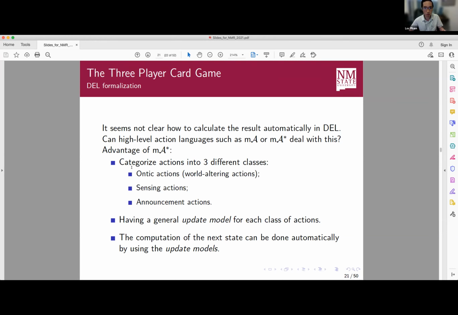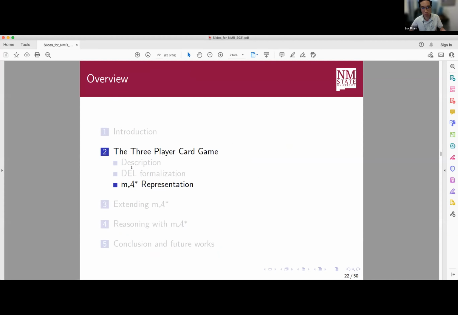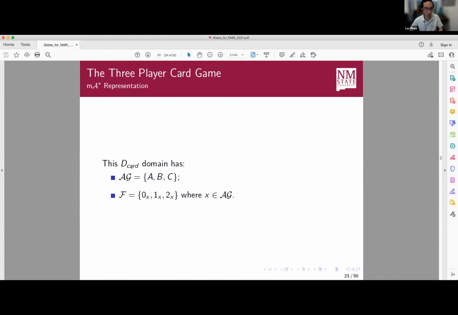In MA star, we characterize actions into 3 different classes. First is the ontic action, which can change the properties of the world. Second is the sensing action, which has the agent revise their knowledge about the world. And the last one is the announcement action, a tool for each agent to communicate with each other to exchange information. And in MA star, we have a general update model for each class of action that can have the computation done automatically. So let's see how MA star can encode this problem.